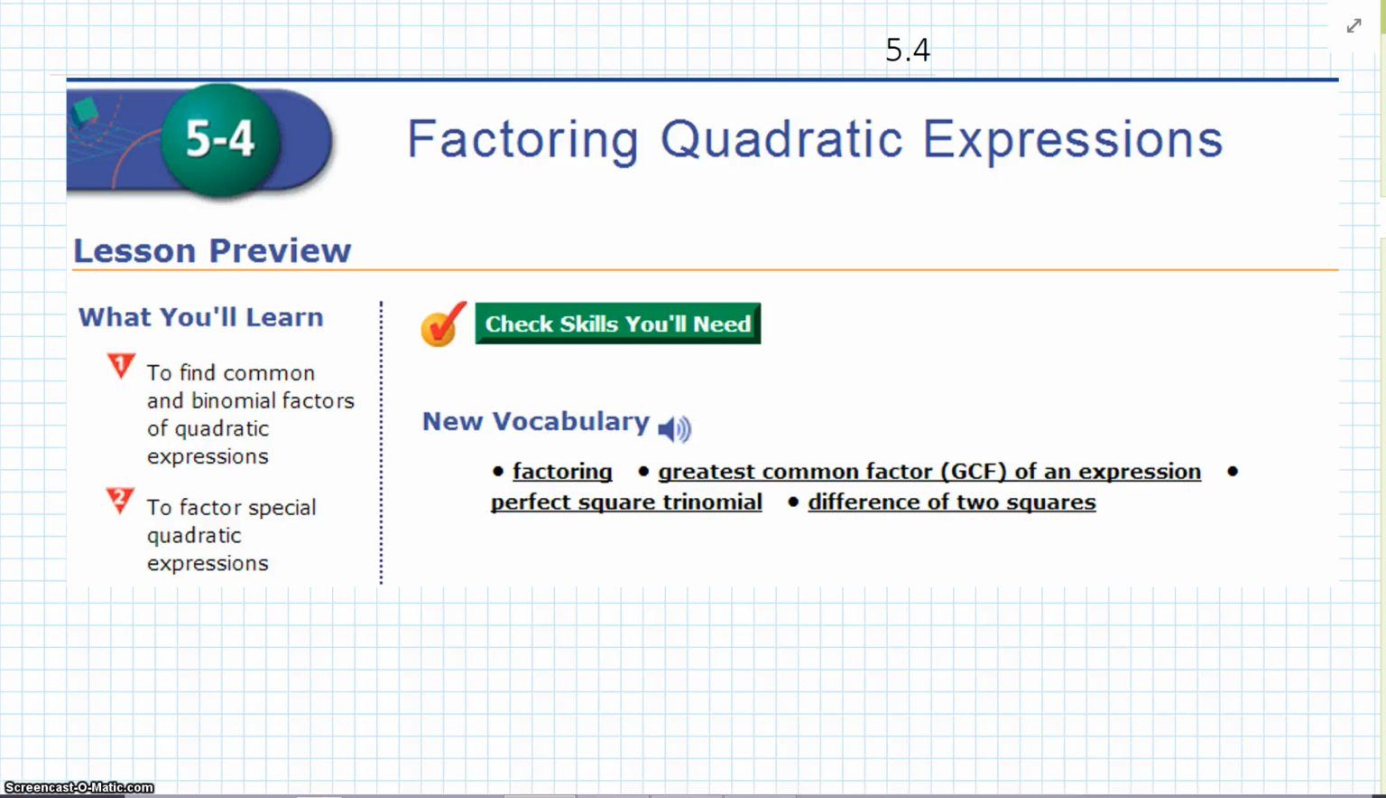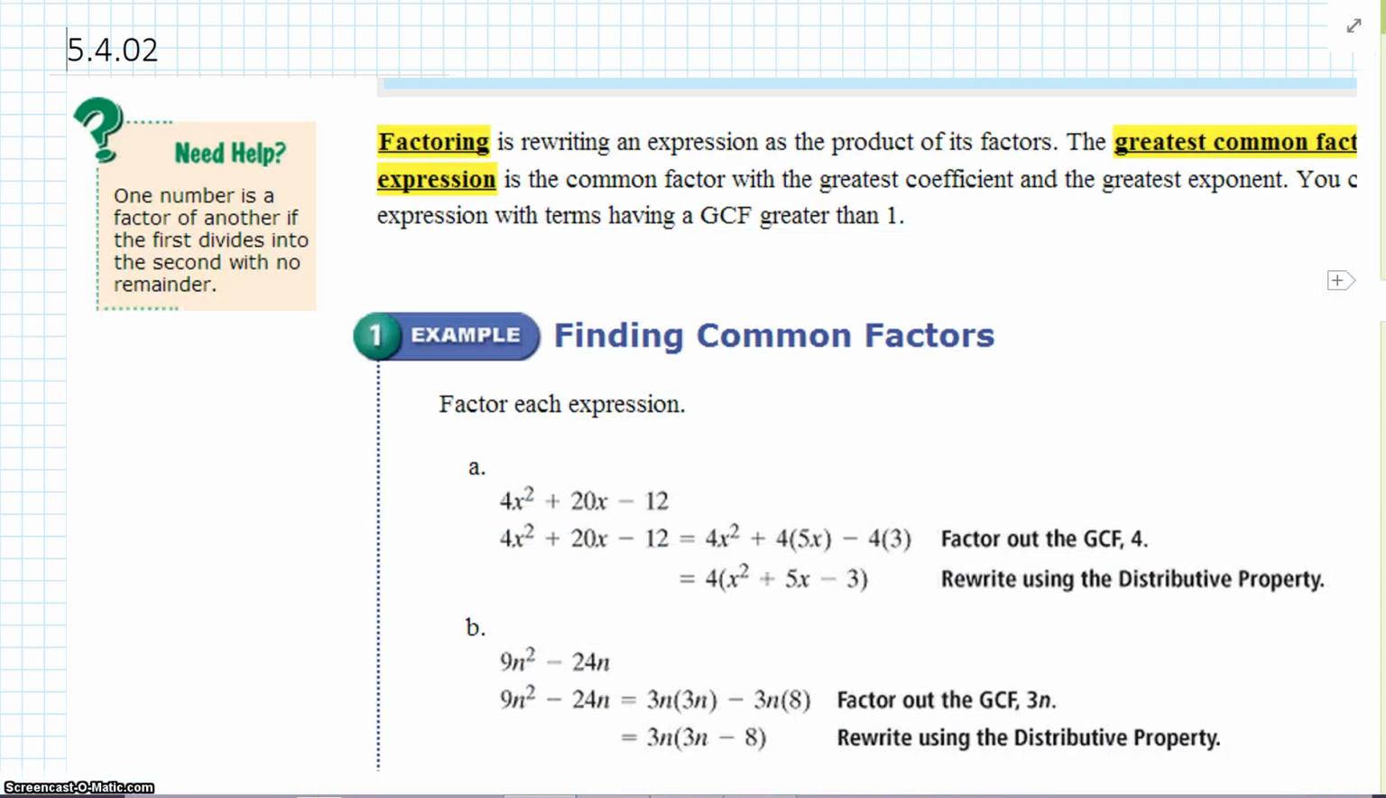All right, Algebra 2, Chapter 5, Section 4, Factoring Quadratic Expressions. In this lesson, we're going to look at finding common binomial factors of quadratic expressions. And we're also going to learn how to factor special quadratics. Okay? So let's get on to the lesson.